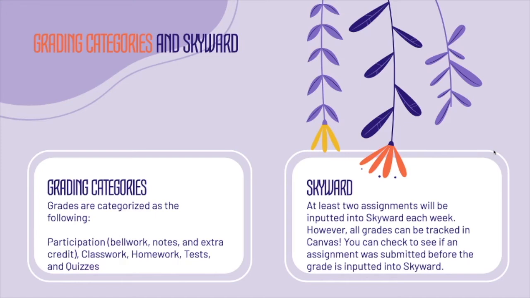Skyward, at least 2 assignments will be inputted into Skyward each week. However, all grades can be tracked in Canvas. So if you want to know if your student submitted something, or if you are a student listening to this and you want to know if you submitted something or if your submission went through, the best thing to do is to check Canvas. You will see your grade in Canvas before you'll see it in Skyward, because I have to sync from Canvas to Skyward, which means I'm grading in Canvas first.